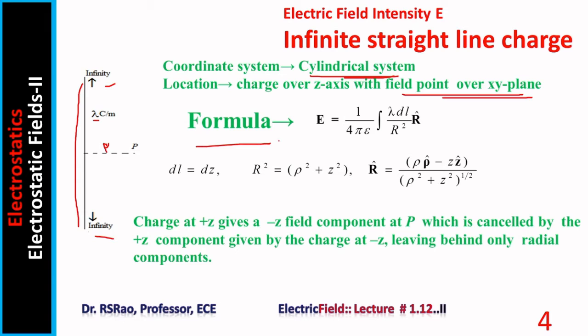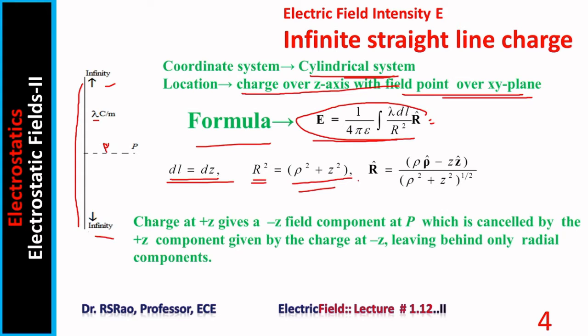The formula we have to use here is E equal to 1 by 4 pi epsilon integral lambda dl by r square r cap. This is the general formula. For the charge over the z-axis, dl becomes dz, and r is the distance between source point and field point. It becomes square root of rho square plus z square. The unit vector from source point to field point becomes rho cap minus z cap, divided by square root of rho square plus z square. Here we can note the charge at plus z.